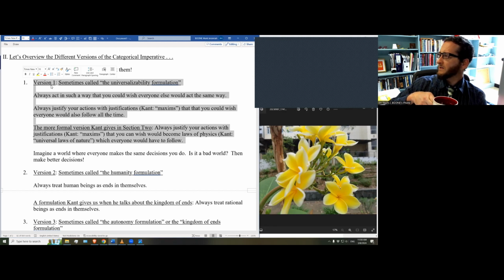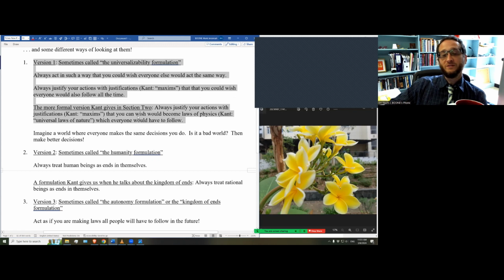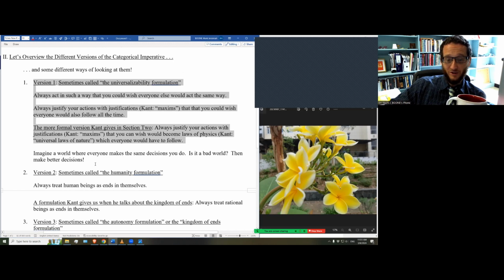Where's that line even from? I think it's modeled after a movie based on a book I still haven't read, Starship Troopers. Yeah, I recommend you use this model until you learn a better one. But you may learn a better one if you encounter a better Kant scholar, or if you become one yourself. Good luck. It's awesome. Someone needs to do it. And it's not a dirty job. It's a wonderful job. So always justify your actions with justifications that you could wish would become laws of physics, which everyone would necessarily obey.